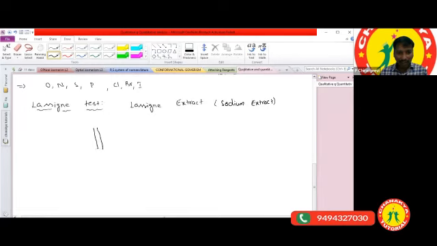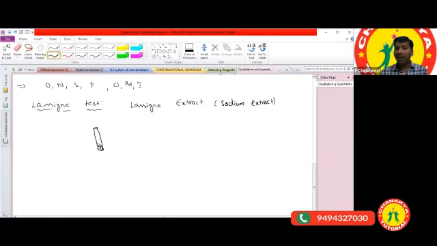It is a small fusion tube, and one end is going to be closed. We can close one end by heating at high temperature. In this tube, we first take some of the organic compound.